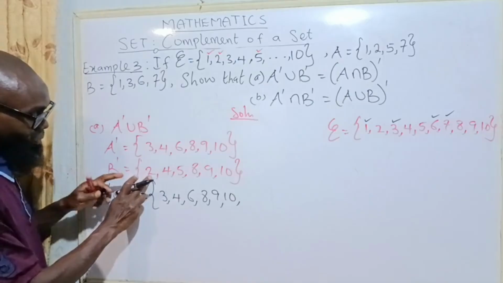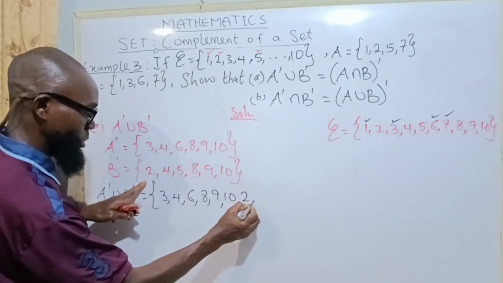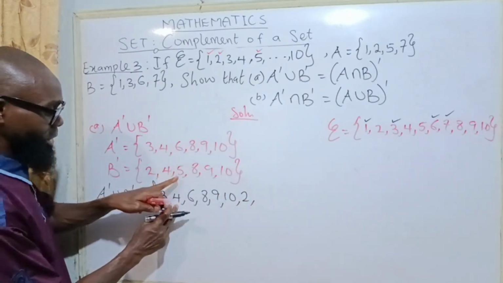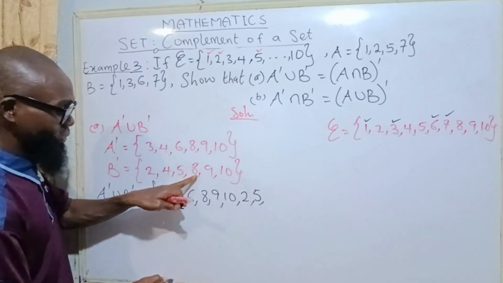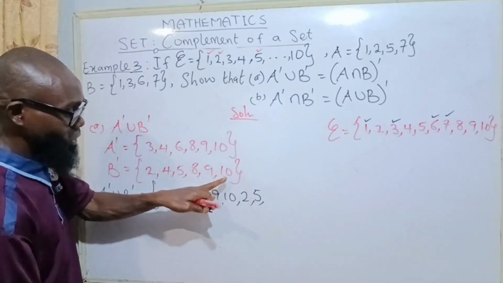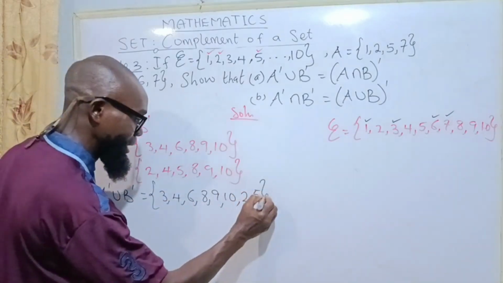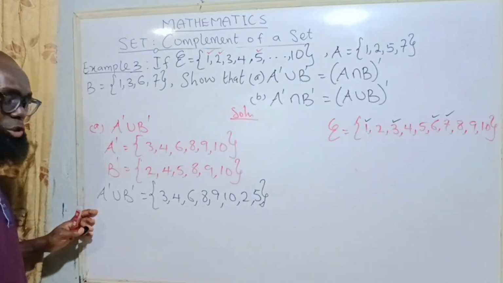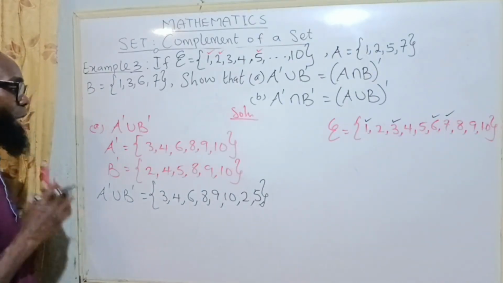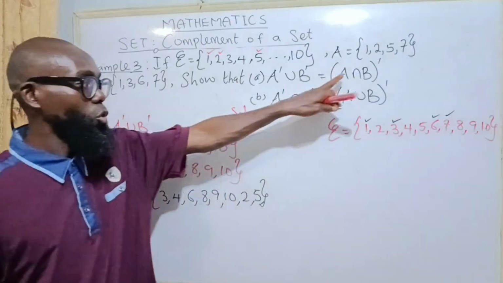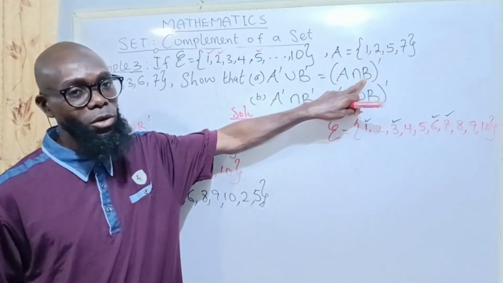Then we leave the elements here: 2. We've written 4 before, then we write 5. We've written 8, we've written 9, we've written 10. So this is the A complement union B complement. Let us now look if it's going to be equal to A intersection B in brackets complement.